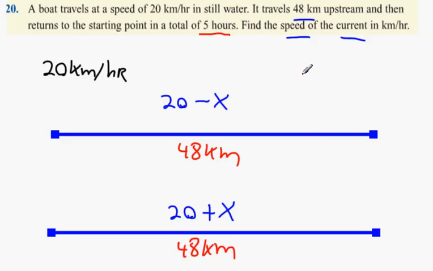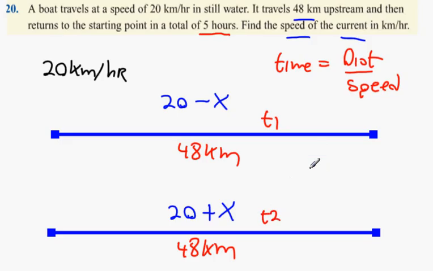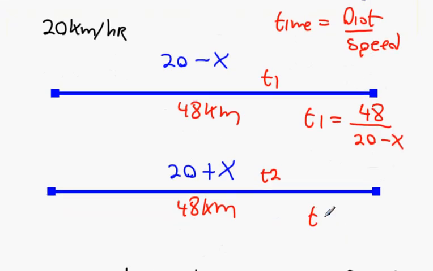Now, there's a formula for time. Time equals distance divided by speed. Now, what's the time for the way up? We call this T1 for the way up and T2 for the way back. Although you're the same in still water, it takes you longer to go upstream than it does to go downstream. Distance is 48. And what's your speed on the way up? Speed on the way up is 20 minus X. T2, on the way back, is going to be 48 divided by 20 plus X.